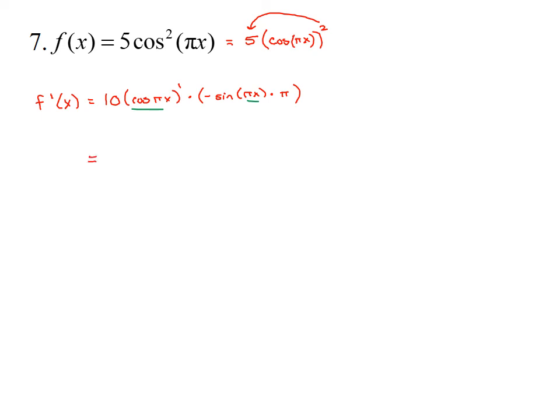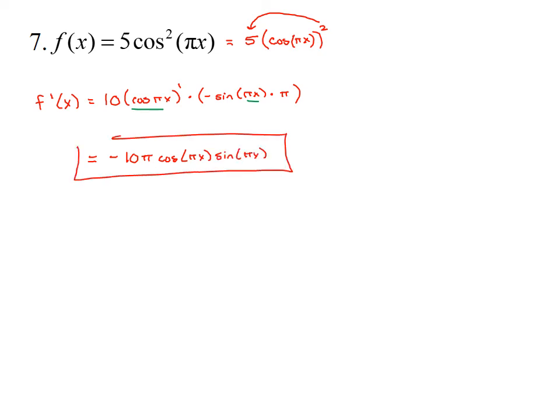If you put together your terms, there's a negative, a 10, and a pi floating around, and then you have the cosine of pi x times the sine of pi x. That is an example of a double chain rule that you may see. Not very often, but once in a while, there it is.